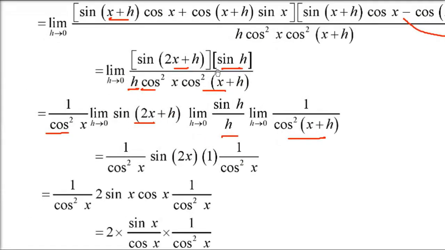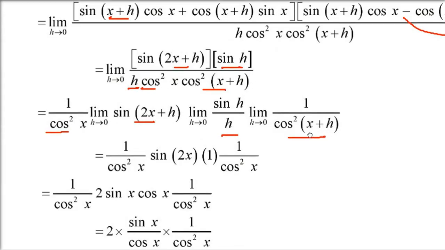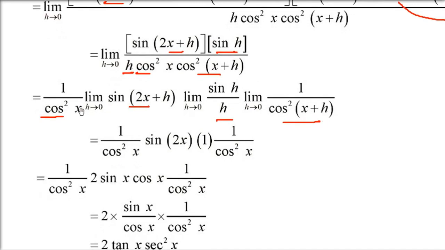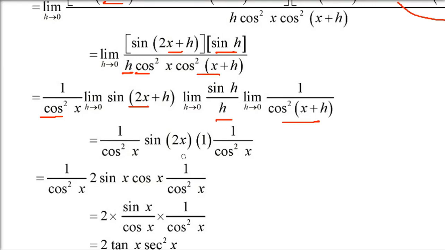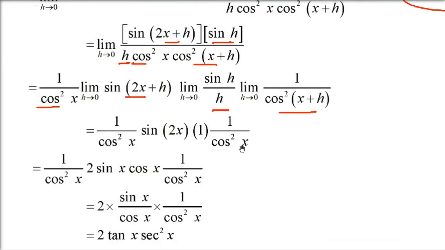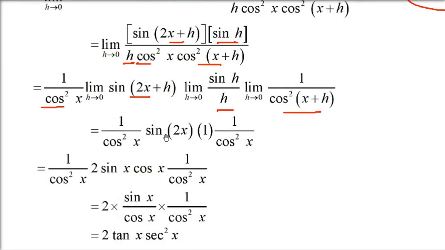So again, wherever h is there, we will apply the limit. Okay. So we have sin(2x+h), and sin h by h, of course, will be 1. And cos²x we have taken outside, so only cos²(x+h) will be inside the limit. So h is 0 here, so it will be sin 2x only. 1 by cos²x is already there. Sin h by h is 1, and this is 1 by cos²(x), since h is 0. So sin 2x by cos²x cos²x.